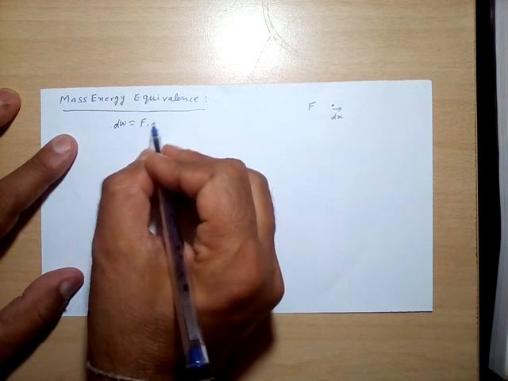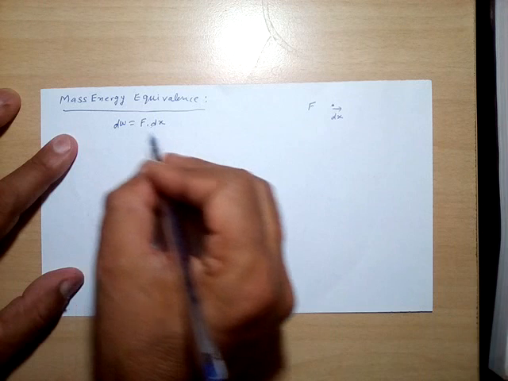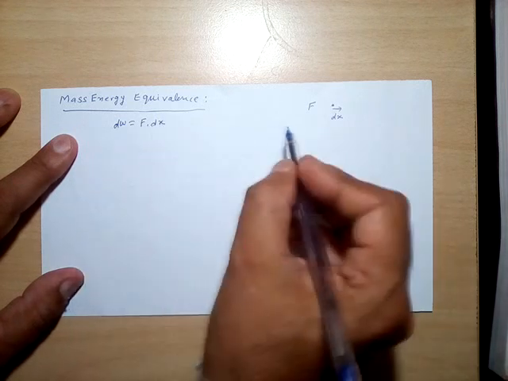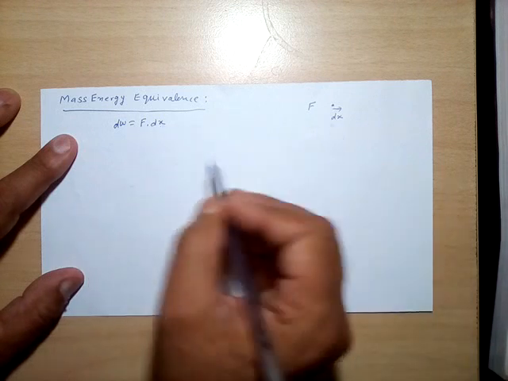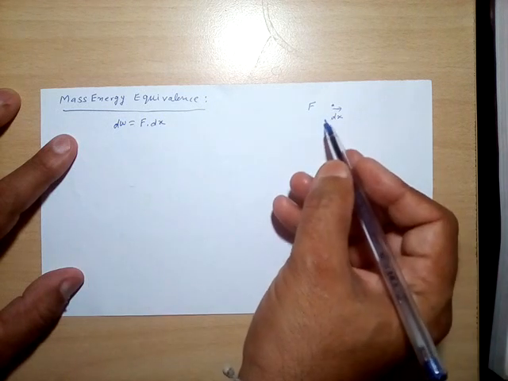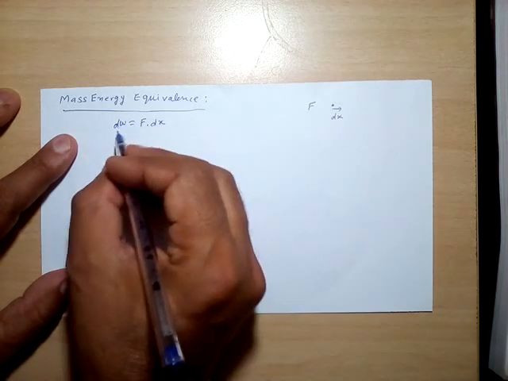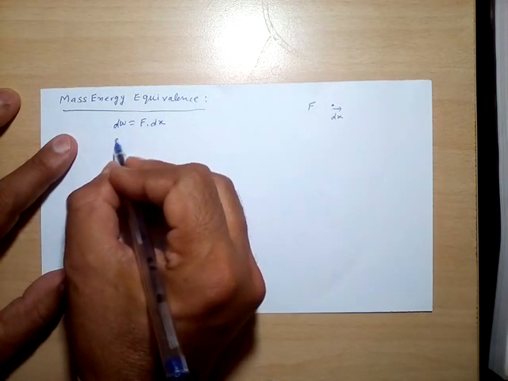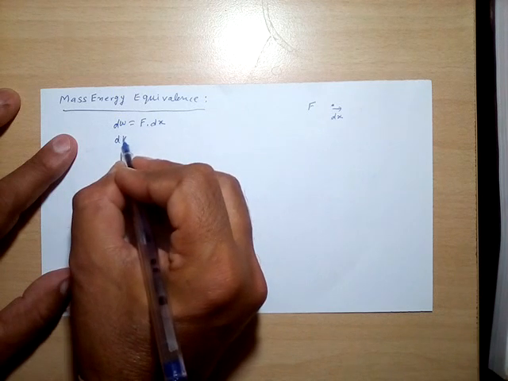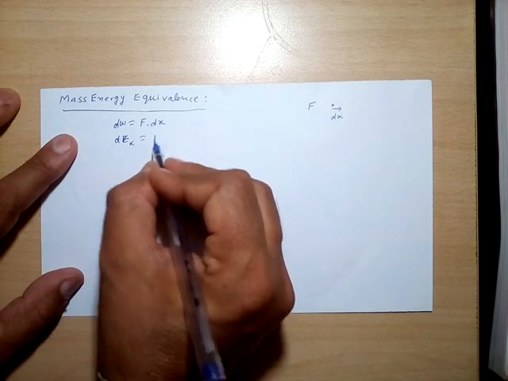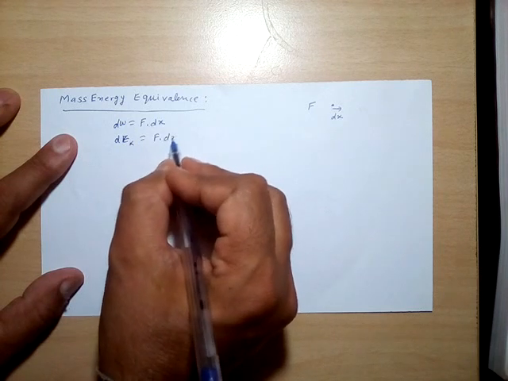is equal to F dot dx. And you know that this work done appears in the form of kinetic energy of the particle, because on application of the force the state of the particle will change. So we can write the change in the kinetic energy, dEk, as F dot dx.